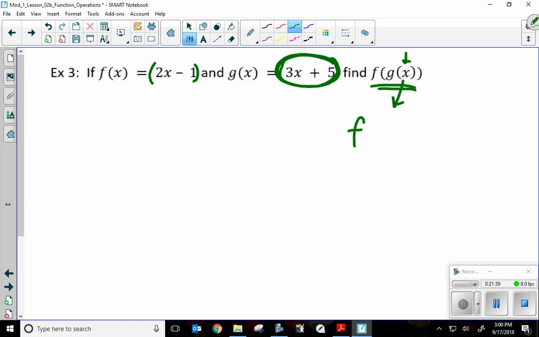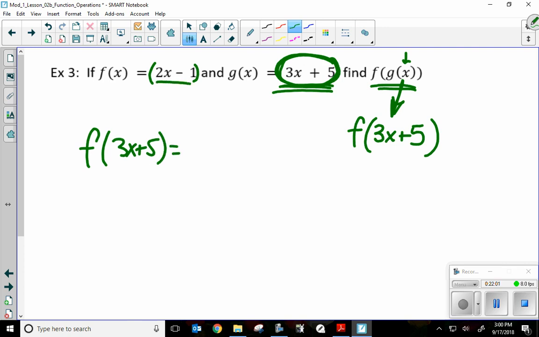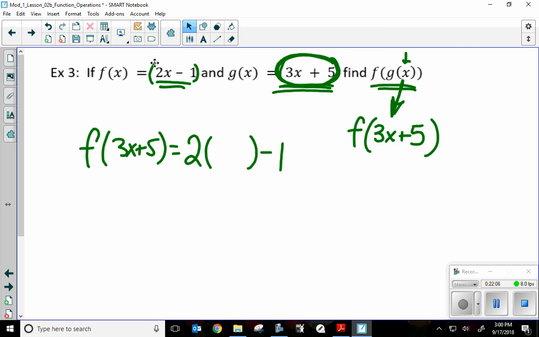I need to find f of g of x, which is 3x plus 5. Okay? That's what g of x is. So that's what needs to go into my f function. So f of 3x plus 5 goes into this. It's 2 times x minus 1. What goes in for my x? 3x plus 5. And all I'm going to do is distribute and combine.